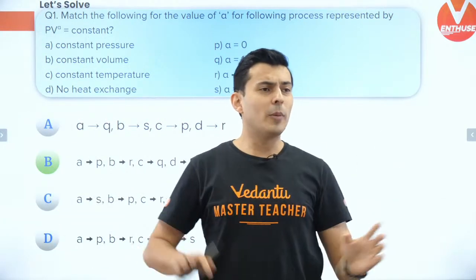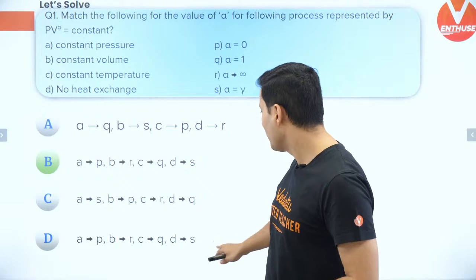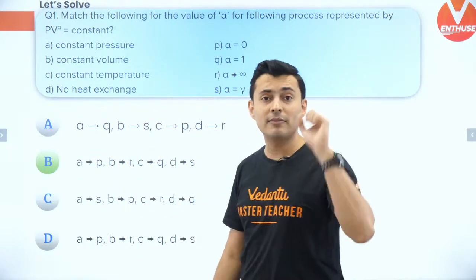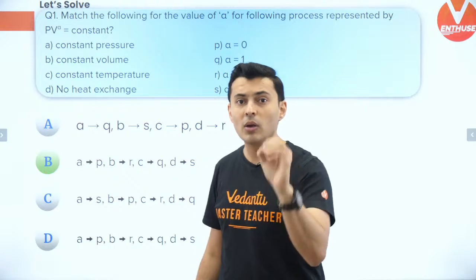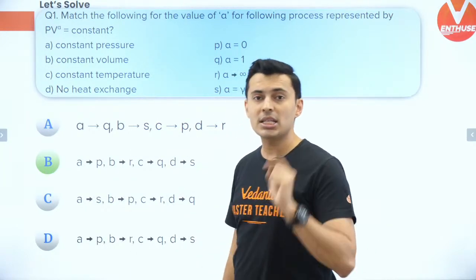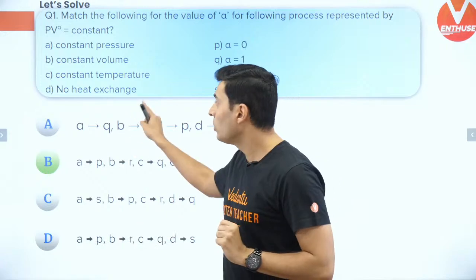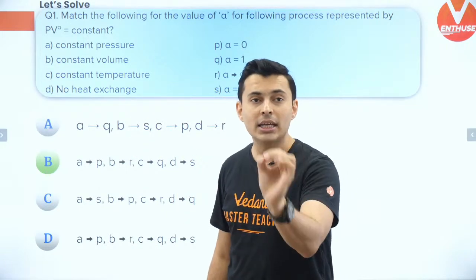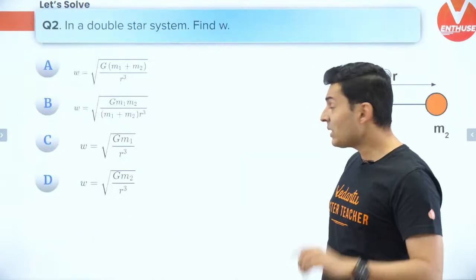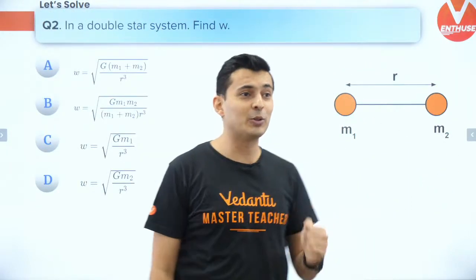Don't worry about option B and D guys, even if they are same or different. But the idea is that for constant pressure alpha is 0, for constant volume alpha is infinity, for constant temperature alpha is 1, and for no heat exchange alpha will be gamma. That's all, don't worry about it. Yes, this kind of question already came in the Vedantu test, by the way.